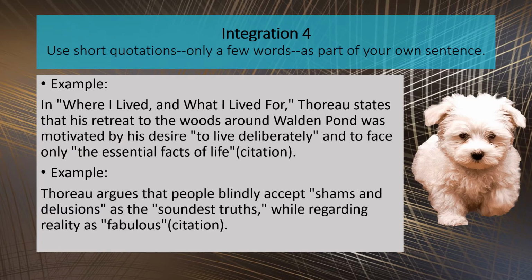Integration 4. Use short quotations, only a few words, as part of your own sentence. Example: in Where I Lived and What I Lived For, Thoreau states that his retreat to the woods around Walden Pond was motivated by his desire "to live deliberately" and "to front only the essential facts of life." As you can see, only parts of what he said were put into your own sentence, and the citation is at the end of the sentence. Another example: Thoreau argues that people blindly accept "shams and delusions" as "the soundest truths," while regarding "reality" as "fabulous."